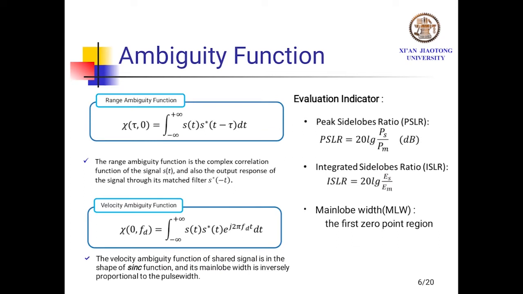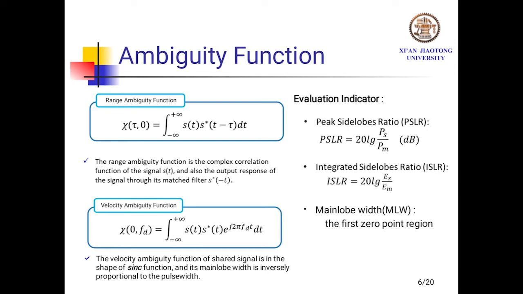When the Doppler shift is equal to 0, we can get the range ambiguity function, which is also the zero Doppler cut in simulation. The range ambiguity function is the complex correlation function of the signal, and also the output response of signal through its matched filter. When the relative delay tau is equal to 0, we can get velocity ambiguity function, which is also zero delay cut in simulation.